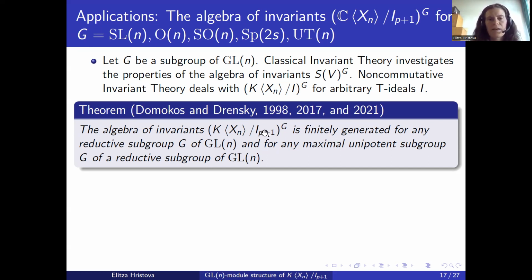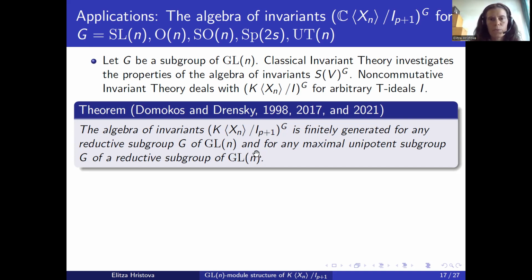In this case, this is like a generalization for the symmetric algebra S(V). And they have also shown that this is an if and only if statement. So if this ideal here was an arbitrary T-ideal that doesn't contain a long commutator, then the algebra of invariants will not be finitely generated for every reductive subgroup.